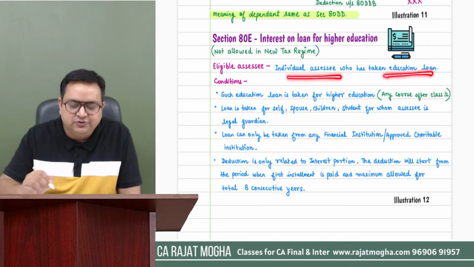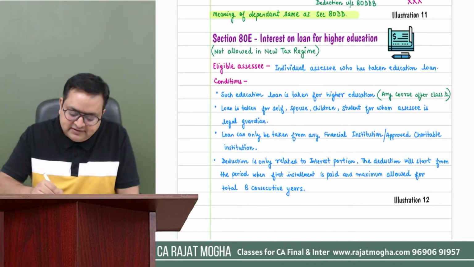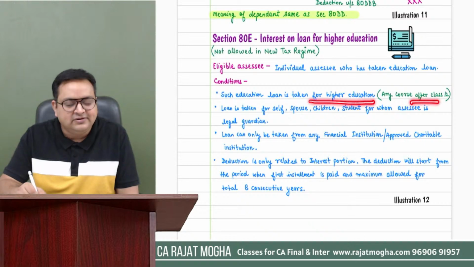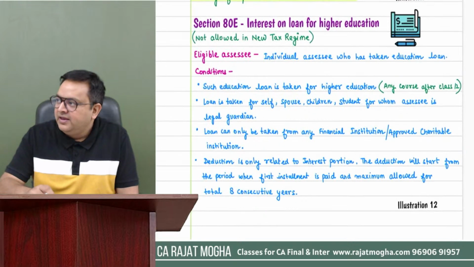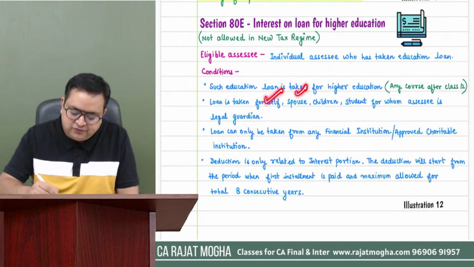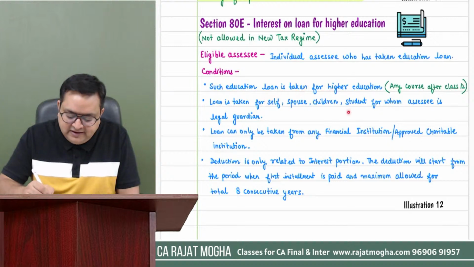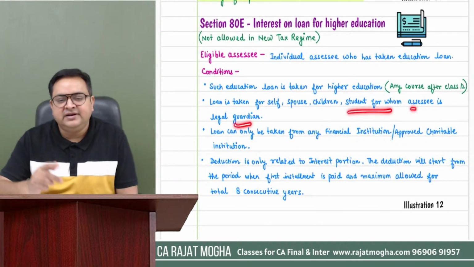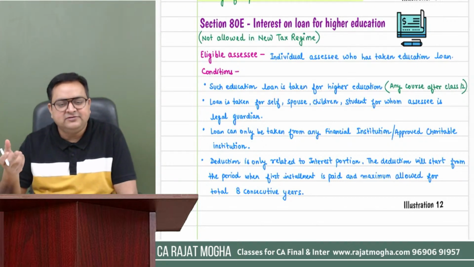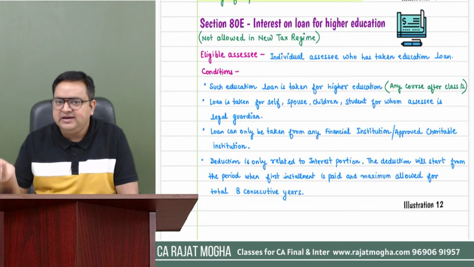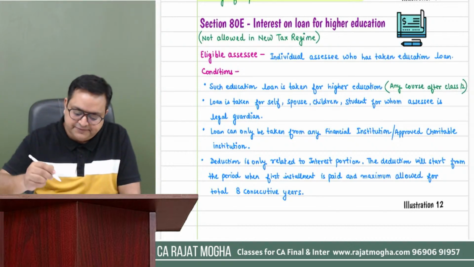Individual assessee who has taken an education loan, right? The condition is it is for higher education. Any course after class 12th is allowed over here. And the loan is taken for self, spouse, or children, or any student for whom the assessee is a legal guardian. Let's say the assessee has taken a loan for his brother or sister. Yes, they can if they are legal guardian for his brother or sister.